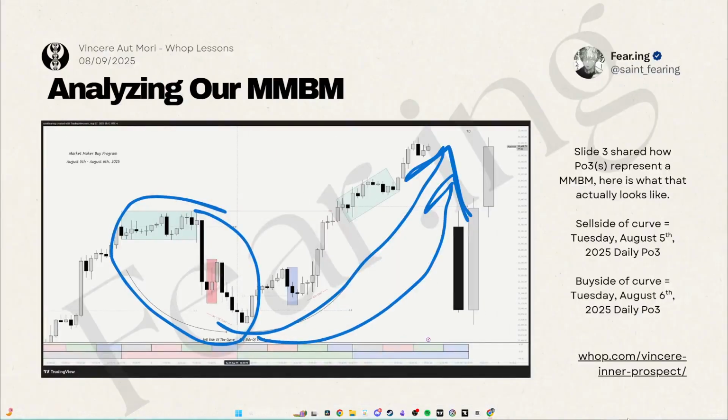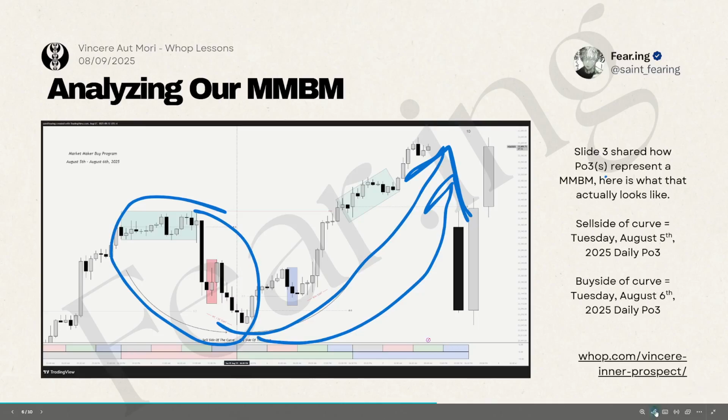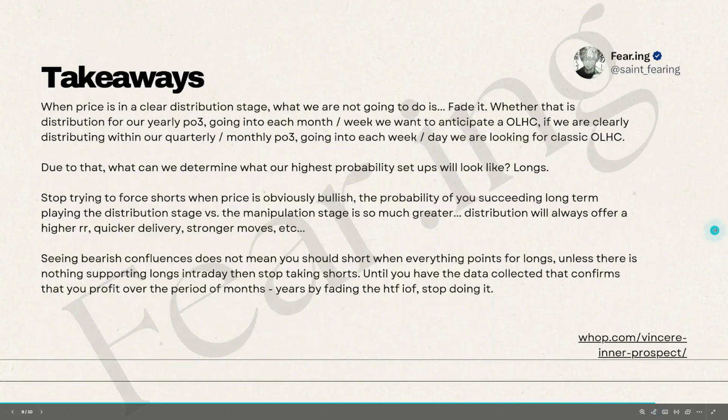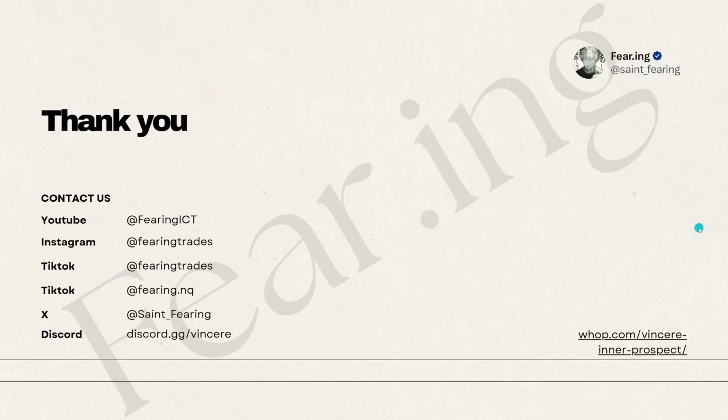So stop trying to fade market structure, stop trying to fade order flow, because you're just putting yourself in unfavorable conditions. Focus on probability. Stop trying to focus on catching every single move. You do not need to be a part of the manipulation move. Focus on being a part of the distribution move. And that is overall the lesson for today.